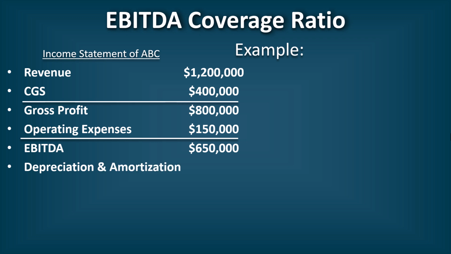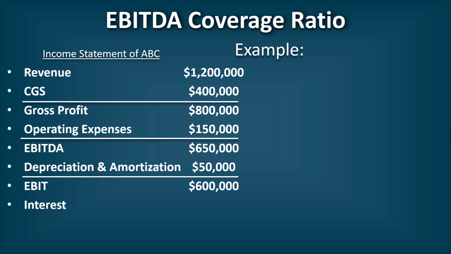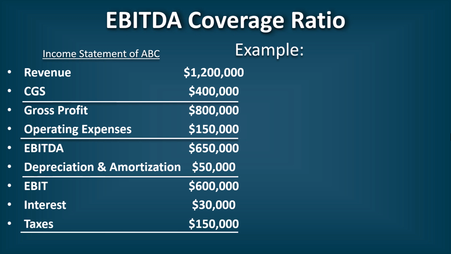Then depreciation and amortization are $50,000. So EBIT equals $650,000 minus $50,000 equals $600,000. Then interest expense is $30,000, and taxes are $150,000. So net profit equals $600,000 minus $30,000 minus $150,000, which equals $400,000.